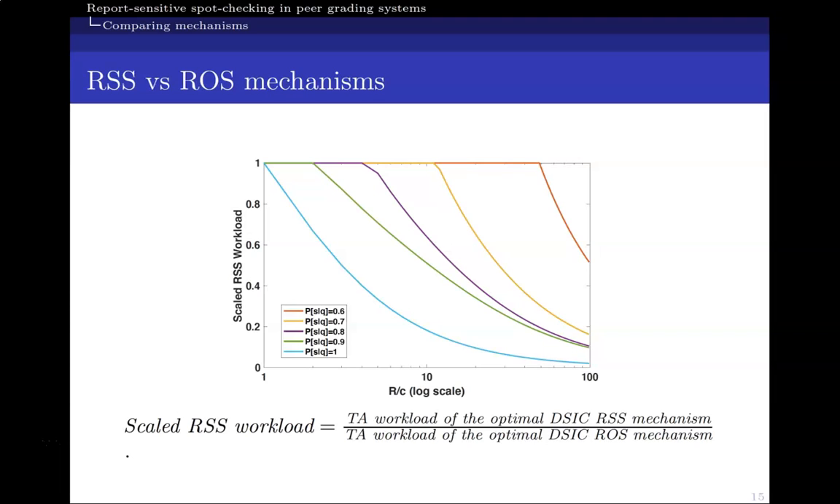As you can see from this figure, as the ability of rewarding students increases, RSS mechanisms become more effective, and sometimes this effectiveness is really considerable. Also, as we get more accurate students, as the probability of observing the true signal given the grade increases, we observe that, again, RSS mechanisms are more effective.